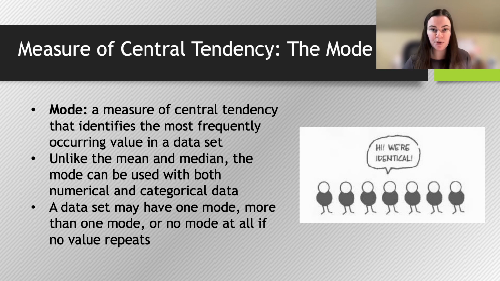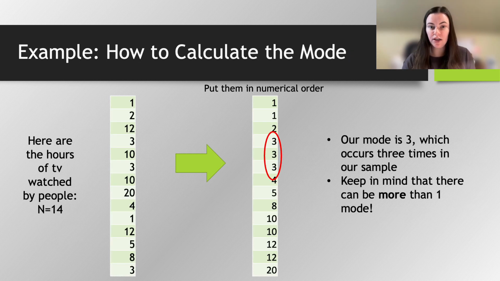It's also possible for there to be no mode within a data set if none of the observations have the exact same values. In order to calculate the mode, let's revisit our example of how many hours on average our students are watching television per week. What I'm looking at in this first column here are just the raw numbers that were reported by these 14 students.